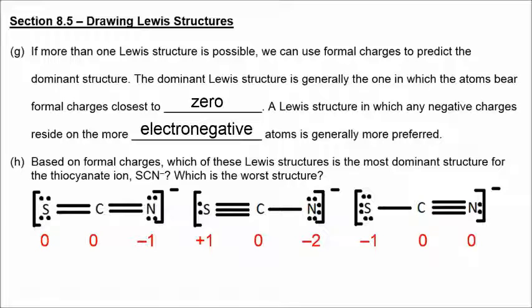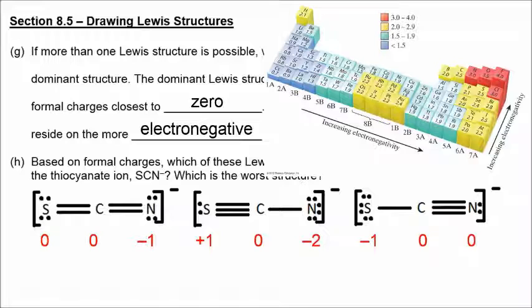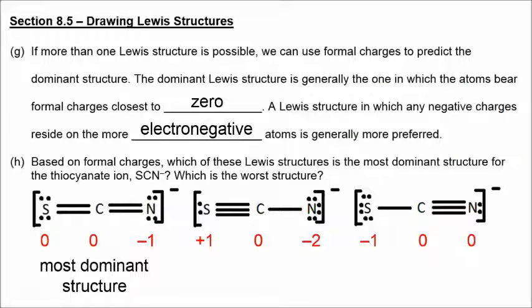So which structure is the most dominant? Well, considering that nitrogen has a greater electronegativity than sulfur or carbon, let's focus on the structure that puts the negative charge on nitrogen as the most dominant. The worst structure would have the greatest magnitude of formal charge, which makes the center one the worst.